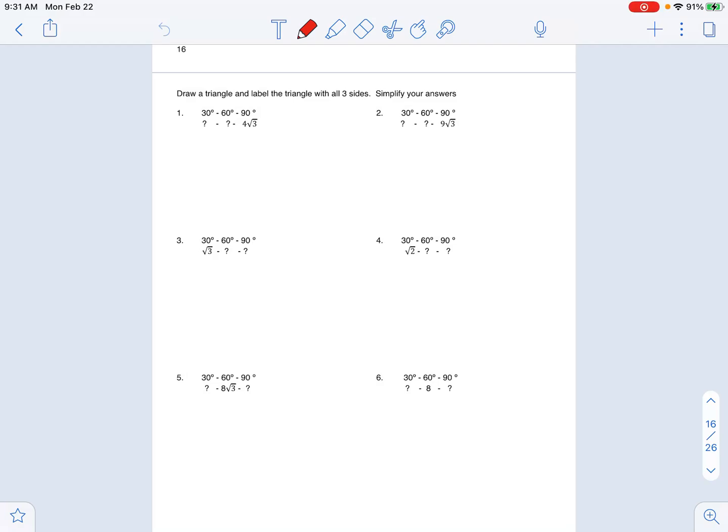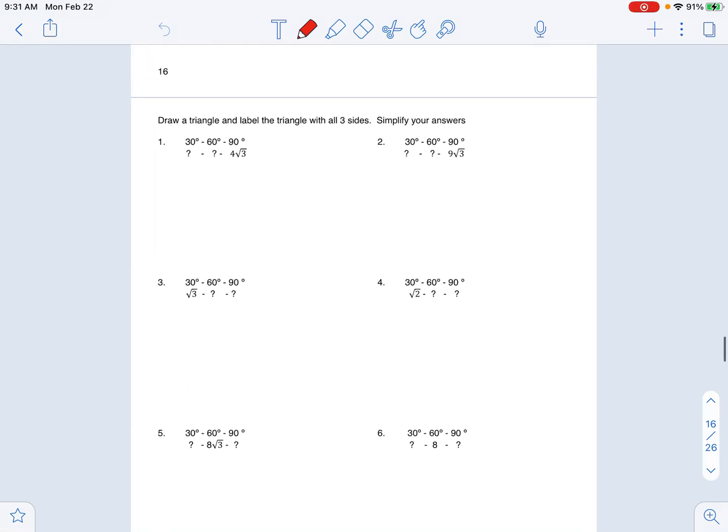Okay, if you remember, the pattern that we learned for a 30, 60, 90 triangle is if this is the triangle that you have, so remember this is only for a right triangle. Let's say this is your 30-degree side. Let's say this is the 60-degree side. The side across from the 30, let's call it X, whatever that number is.